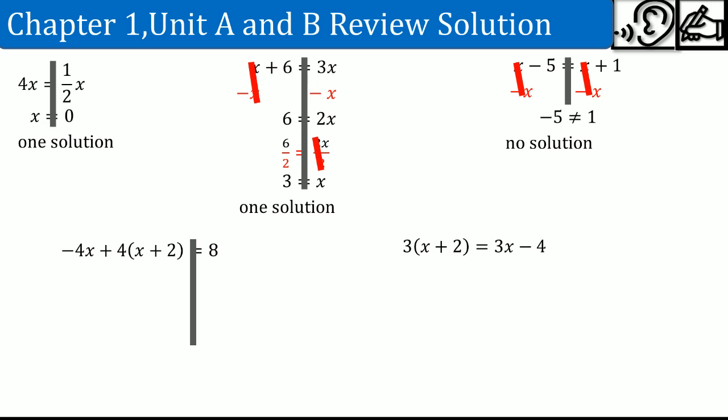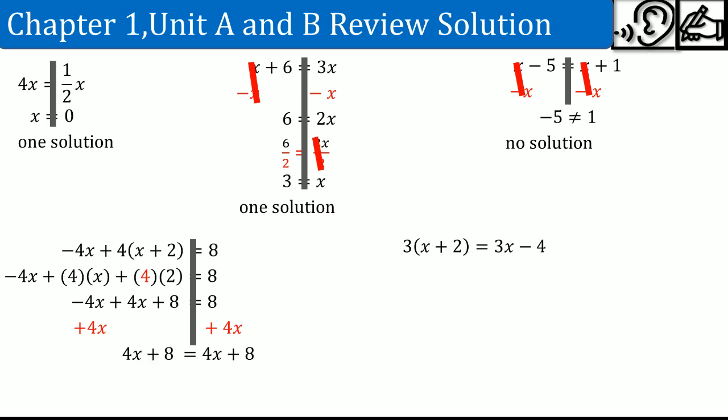The next one, rewrite the equation. I see some parentheses, so I'm going to distribute that 4 to the x and distribute that 4 to the 2. What do I mean by distribute? It means to multiply. So it's 4 times x and 4 times 2. Simplify, I get negative 4x plus 4x plus 8 equals, wait, notice the negative 4x and the plus 4x are on the same side, so they're like terms. Oh, so it's still going to be infinite. It's going to be 8 equals 8, or you could do it that way and still see it. No matter what, it's still infinite.